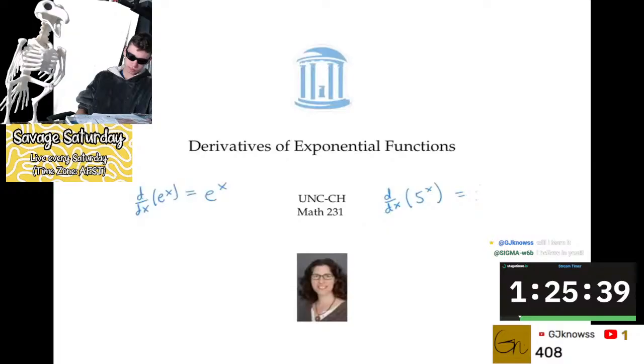In this video, we found that the derivative with respect to x of 5 to the x is given by ln 5 times 5 to the x. And in general, the derivative with respect to x of a to the x is going to be ln a times a to the x. This gives us a general formula for the derivative of exponential functions.